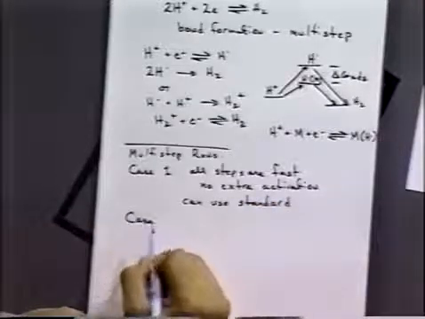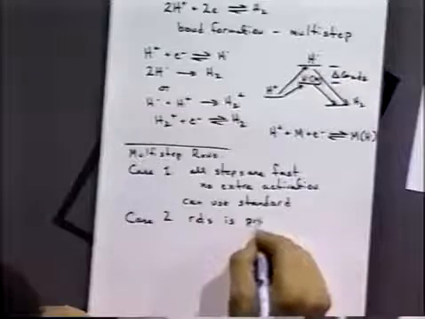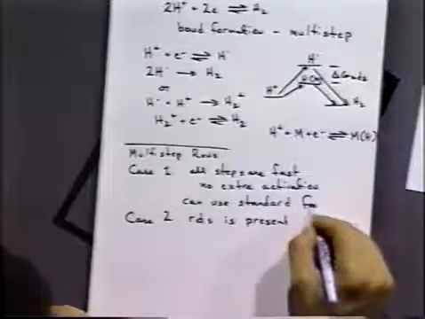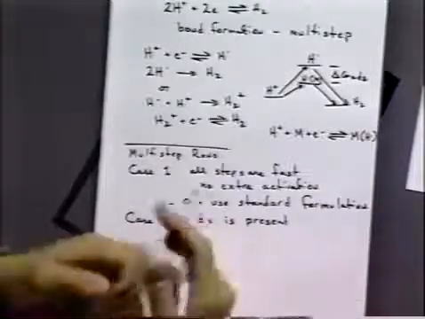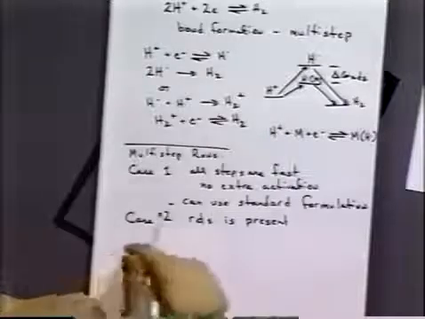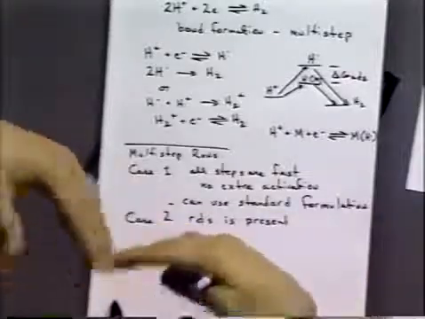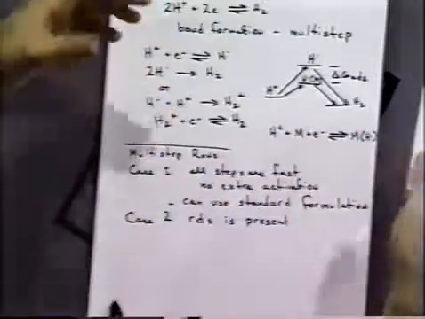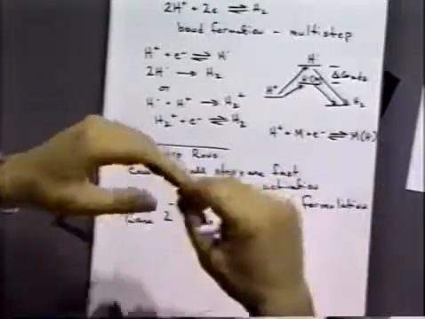The second case is where there is a rate determining step. I always forget to write the last word there. Can use standard formulation. In other words, Butler-Volmer equation. In that case, there is a situation where we have to distinguish between the number of electrons involved in the overall process and the number of electrons involved in the rate determining step. Because there's a rate determining step, the kinetics are going to be strongly influenced by the number of electrons involved in the rate determining step and not the number of electrons involved in the overall process.